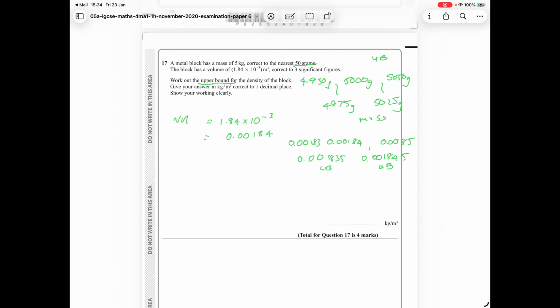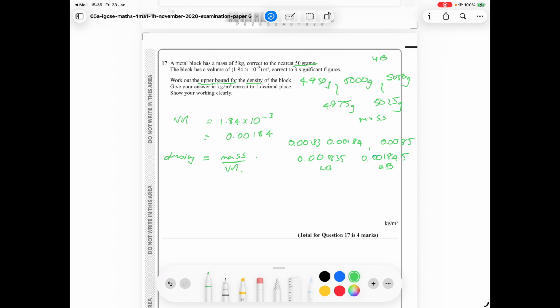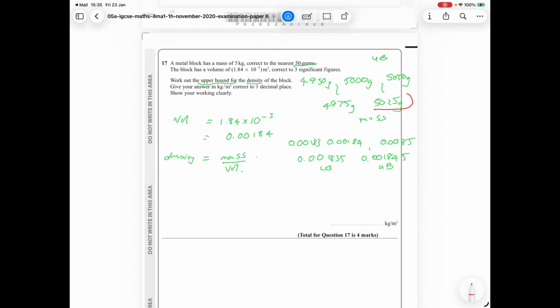Work out the upper bound for the density of the block and give your answer in kilograms per metre cubed, correct to 1 decimal place, and show your working clearly. So upper bound, let's remember that density equals mass over volume. So to get the upper bound, we need the high version of mass, which is that one. Do I need this in kilograms? I think I do, kilograms per metre cubed.